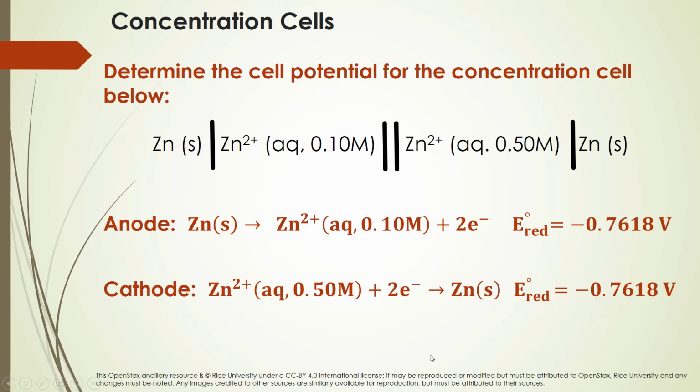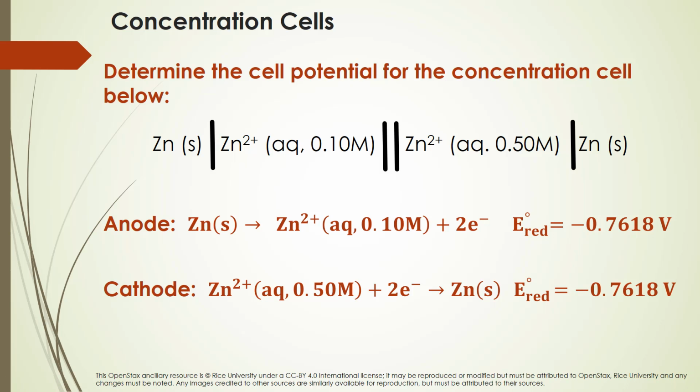So here's our problem. We're going to determine the cell potential for this concentration cell, and it's written out in cell notation, or cell diagram. Remember, the anode is always on the left, so here's our anode, and our cathode is always on the right. What goes on in the anode? Oxidation happens, of course. So we have zinc metal going to zinc 2 plus cations, 0.1 molar of those, plus 2 electrons produced. The standard reduction potential for this half reaction is negative 0.7618 volts, and we get that from the chart.